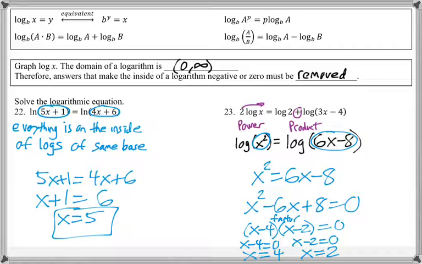And I'm almost out of room. So we need to check these in the original to make sure that it does not make the inside of a logarithm negative or 0. So if you plug in 4 here, that's okay. If you plug in 4 here, that's okay. If you plug in 2 here, that's okay. If you plug in 2 here, that's also okay. So my final answer will be 4 and 2.